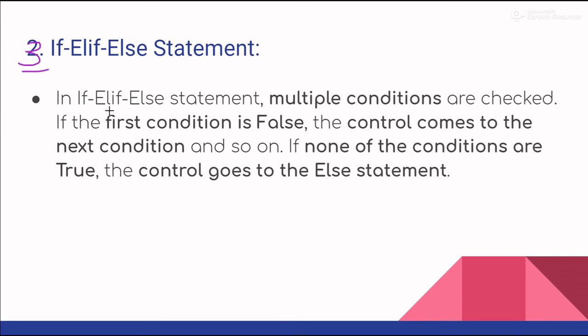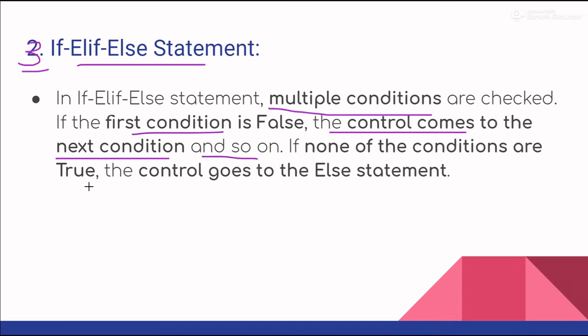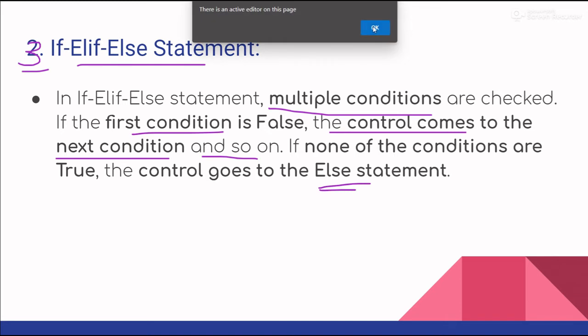Until now we only had one condition, but in this one we will have multiple conditions. In an if-elif-else statement, multiple conditions are checked. If the first condition is false, the control comes to the next condition and so on. If none of the conditions are true, the control goes to the else statement. So let me show you this with a real life example so it will be much clearer.